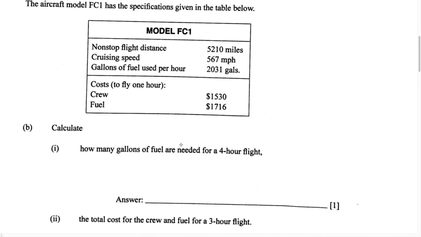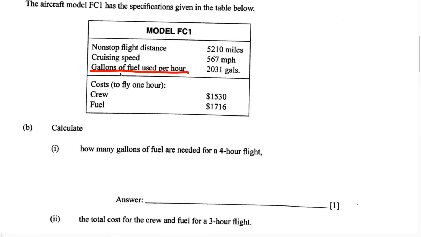Part B says, calculate, the first part of B, how many gallons of fuel are needed for a 4-hour flight. So they want us to find how many gallons of fuel we're going to need for a 4-hour flight. If they want us to calculate how many gallons of fuel is needed for a 4-hour flight, let's look back up at the table to see if they give us how many gallons of fuel is used for a 1-hour flight. If we look back up at the table, we can see non-stop flight distance, we see cruising speed, and we see gallons of fuel used per hour. This is what we're looking for.